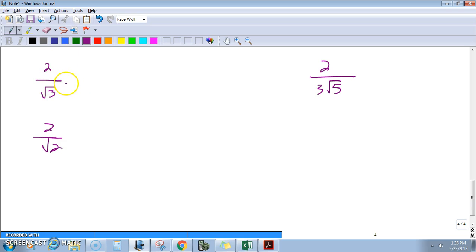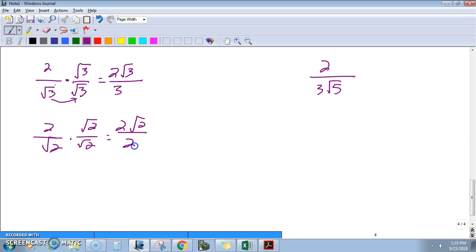So rationalizing the denominator, we need to make the denominator a rational number instead of an irrational number. So 2 over √3. So I don't change the value, I'm going to multiply it by √3 over √3. That means that these just become a 3, and the numerator is 2√3. Same thing here, but I think it's going to simplify at the end. √2 over √2 is equal to 2√2 over 2, but look, those 2's cancel out, so actually this is just equal to √2.